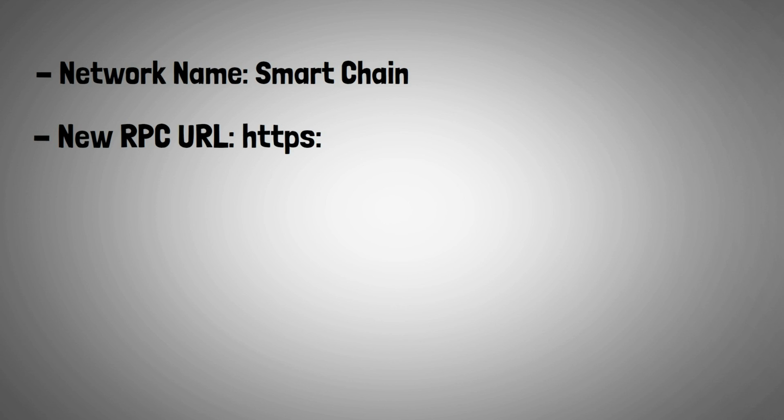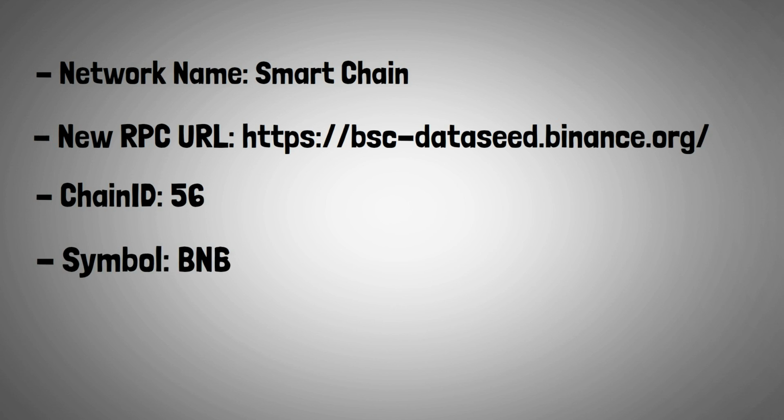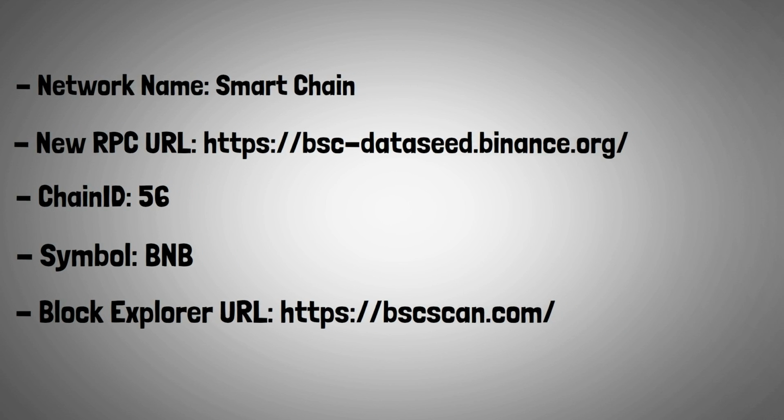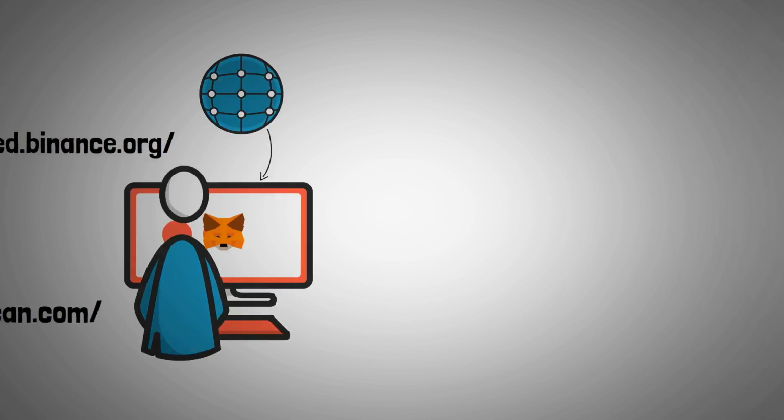Network name, Smart Chain. New RPC URL, https://bsc-dataseed.binance.org. Chain ID, 56. Symbol, BNB. Block Explorer URL, https://bscscan.com. These options are provided whenever a user wishes to add a new network across their MetaMask wallet.